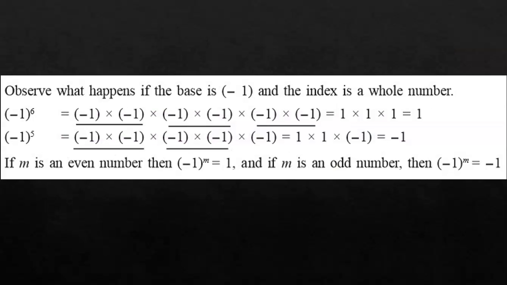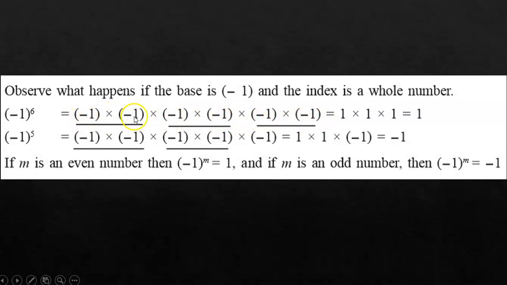Next, observe what happens if the base is minus 1 and the index is a whole number. See, the base is minus 1, index is a whole number. Minus 1 raised to 6. So I have minus 1 multiplied how many times? 6 times. Now what I have done is I have taken pairs. This is one pair, this is second pair and third pair.